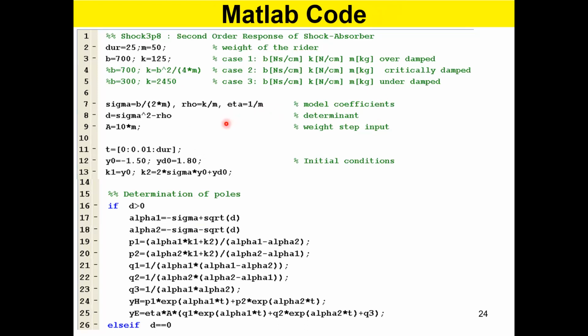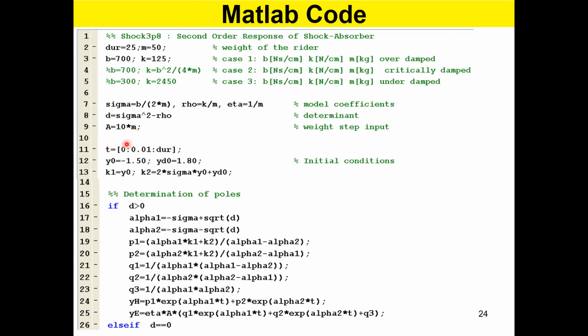Let's look at the MATLAB code here. You can see the code here: duration 25 seconds, mass is 50, B is 700, K is 125. These are the other possible cases, case 2 and 3, right? And I calculate my sigma. Sigma is B over 2M, rho is K over M, eta is 1 over M. And D is sigma squared minus rho, that is from the determinant. A is 10 times M, the force, right?